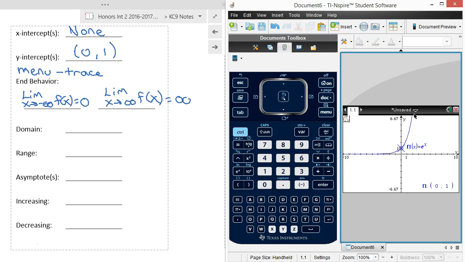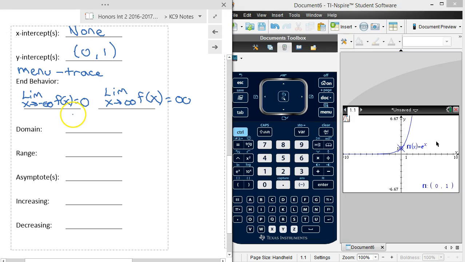Domain: as I go from left to right, there's no stopping point. So my domain is negative infinity to infinity. It has no vertical asymptote, no holes or anything like that. So it's just negative infinity to infinity.